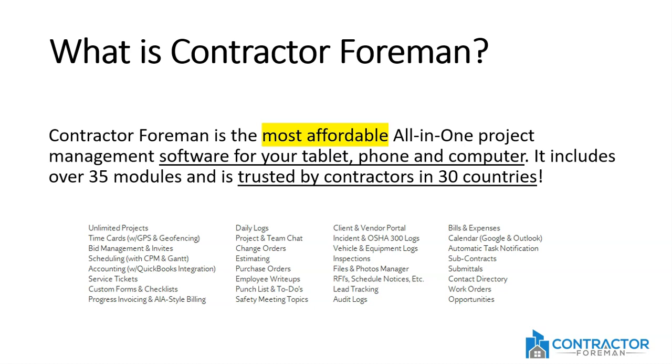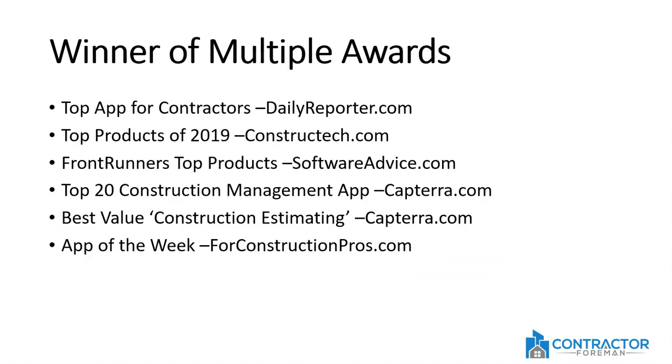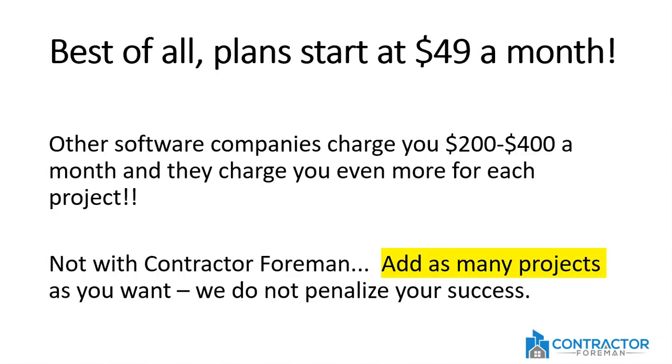Contractor Foreman is the most affordable all-in-one project management software for your tablet, phone, and computer. It includes over 35 modules and is trusted by contractors in 30 countries. It's been ranked #1 multiple times, and best of all, plans start at only $49 a month. And you can sign up for a free trial and start using it right now. Other software companies charge you $200 to $400 a month, and they charge you even more for each project. Not with Contractor Foreman. Add as many projects as you want. We do not penalize your success.